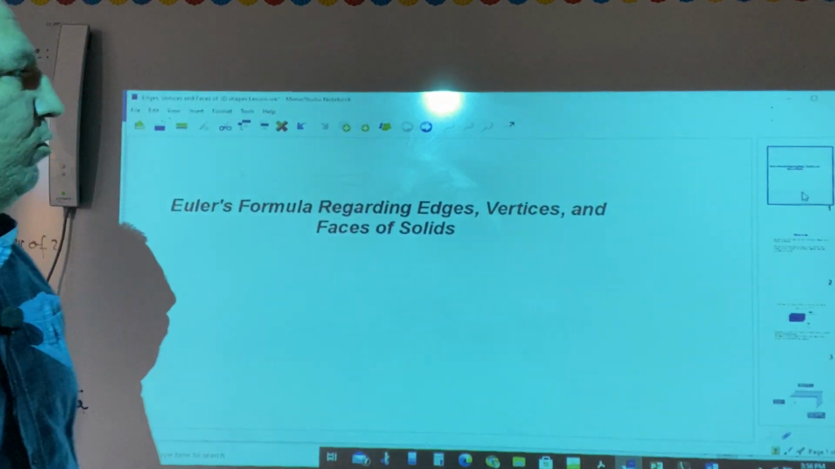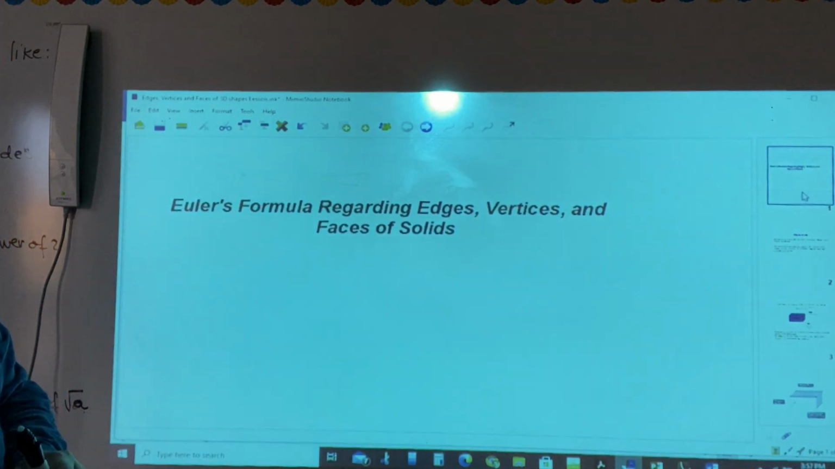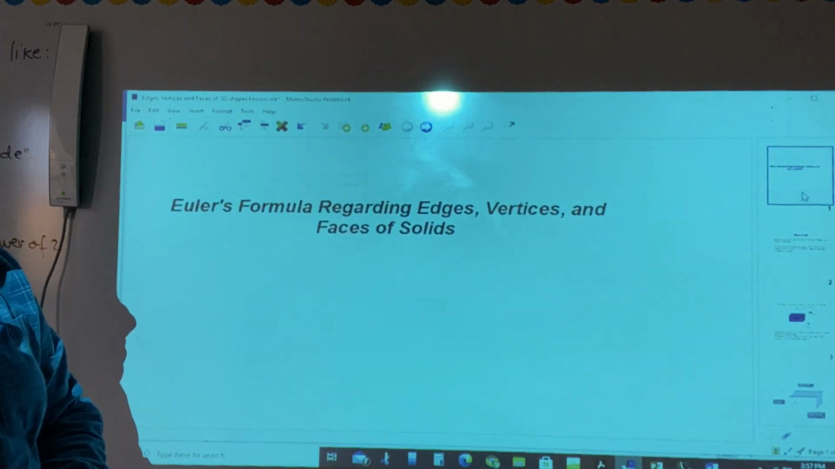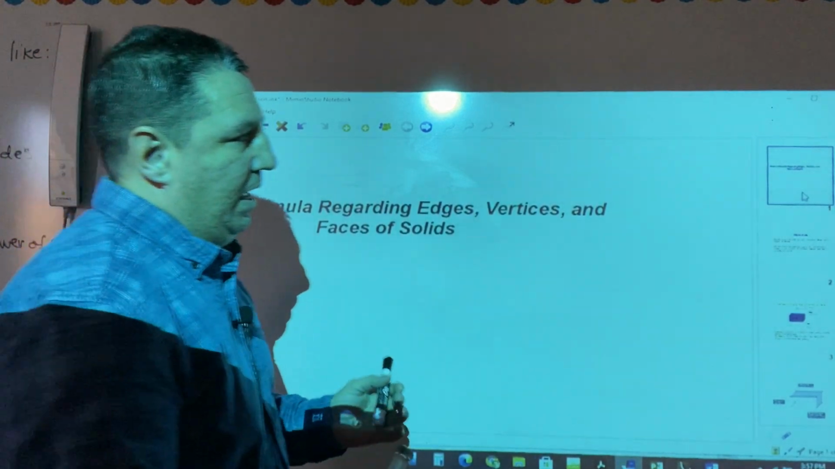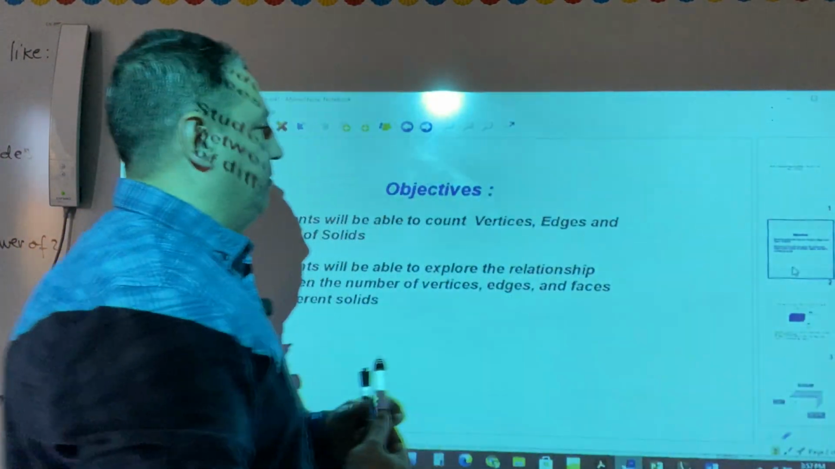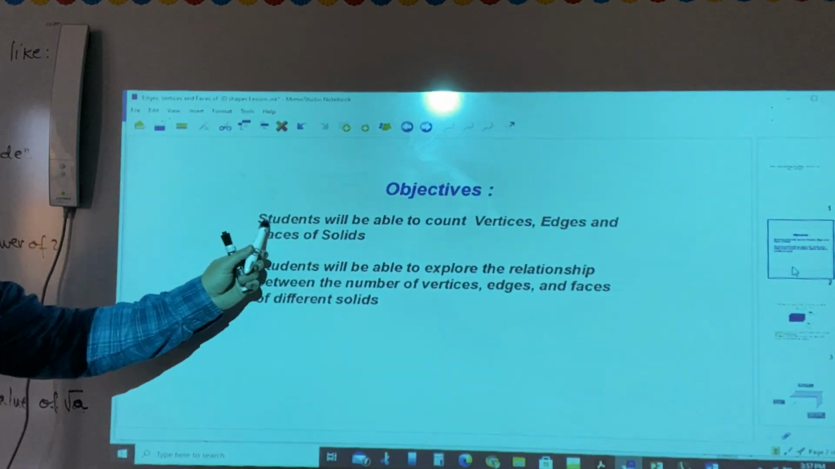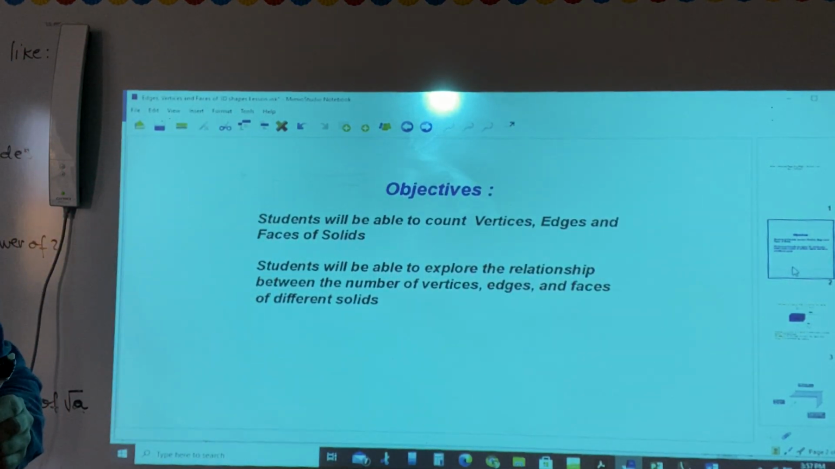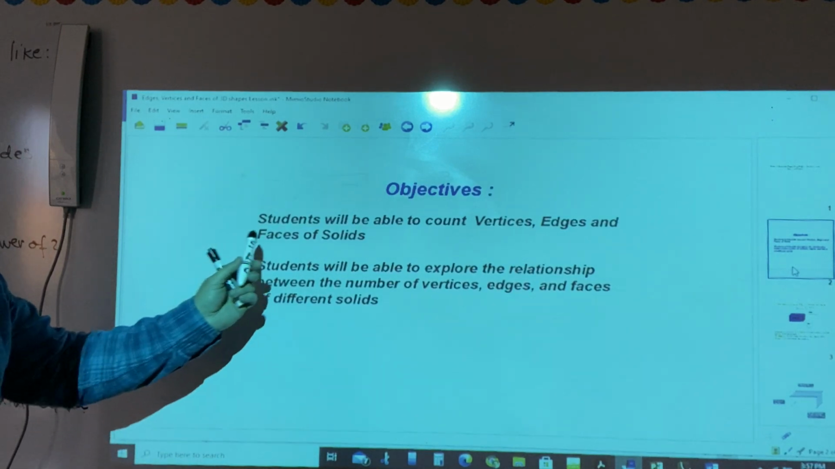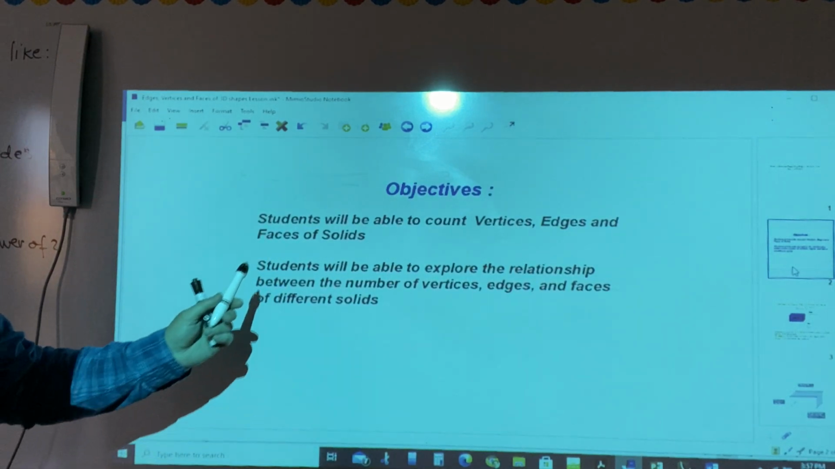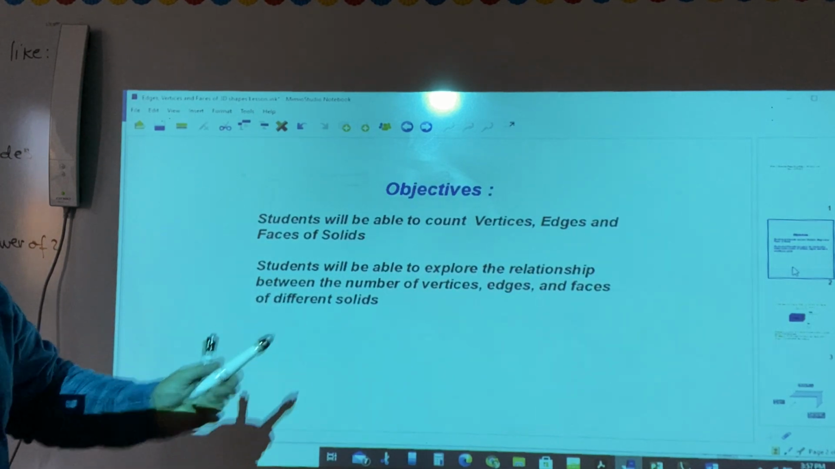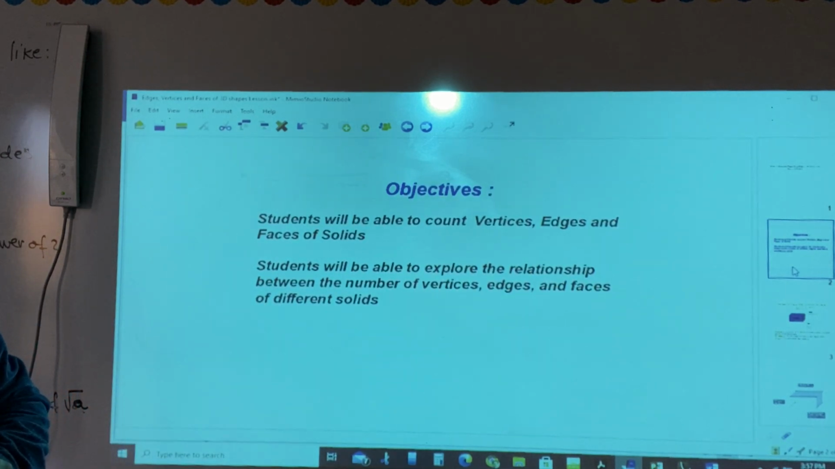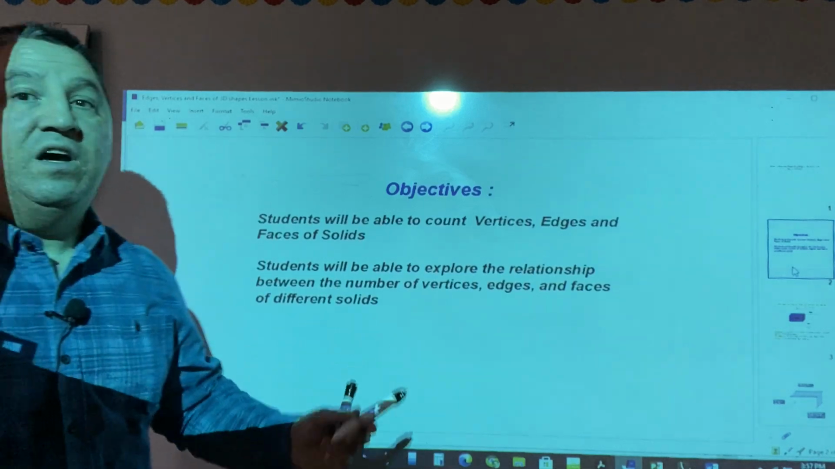Today we'll talk about Euler's formula regarding edges, vertices, and faces of solids. We have two objectives for this lesson. Students will be able to count vertices, edges, and faces of solids. And students will be able to explore the relationship between the number of vertices, edges, and faces of different solids.